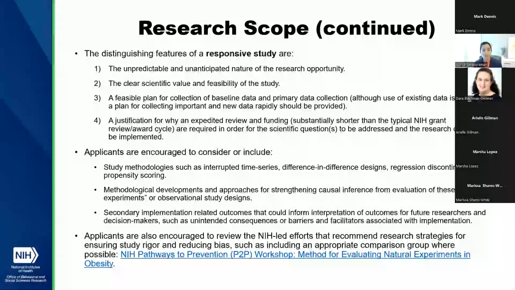We also encourage applicants to review past NIH-led efforts that have collated research strategies for ensuring study rigor and reducing bias in this type of work. For example, including an appropriate comparison group where possible. And the link to the NIH Pathways to Prevention P2P workshop work is included here, as well as in the FOA. Next slide, please.